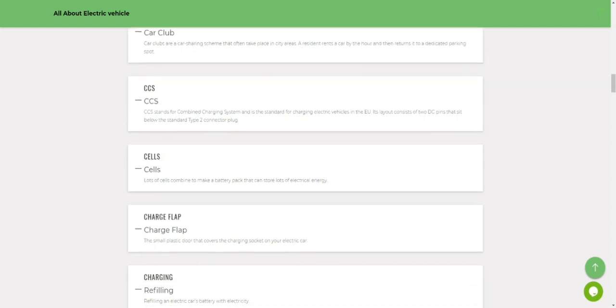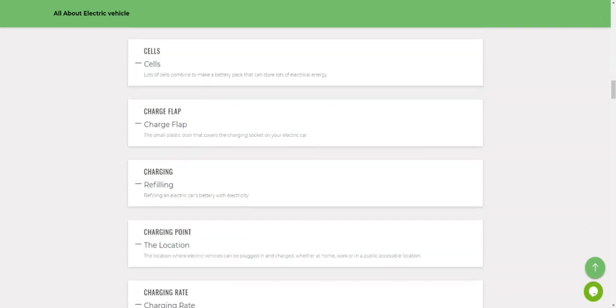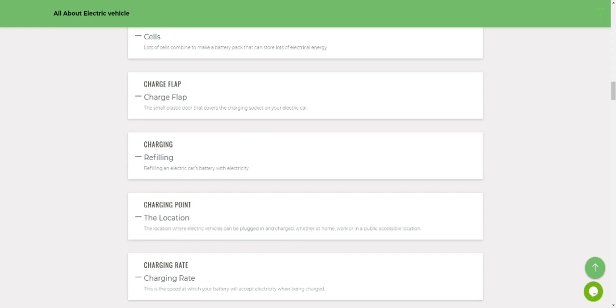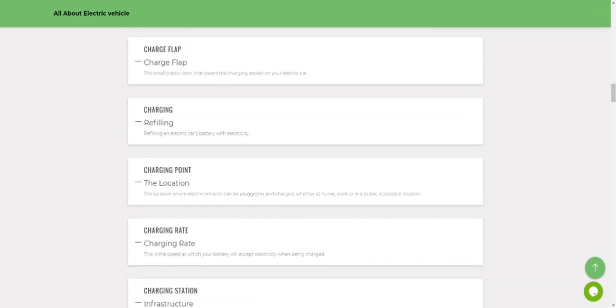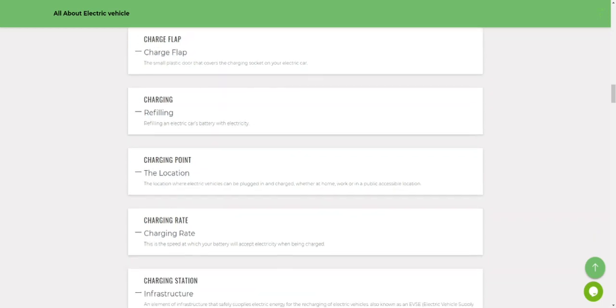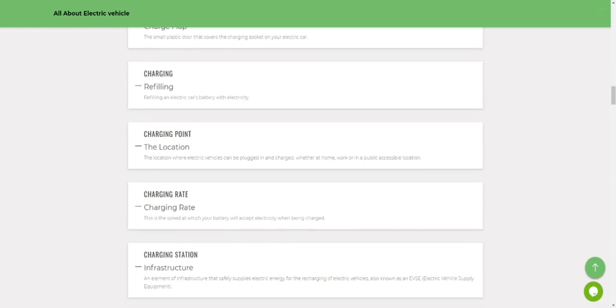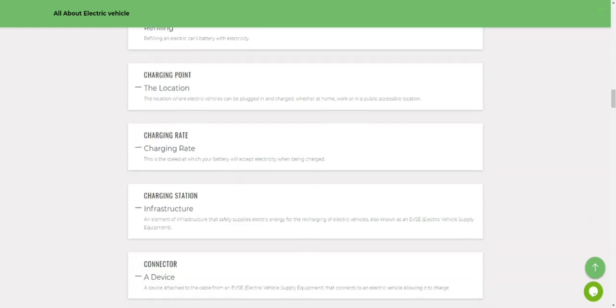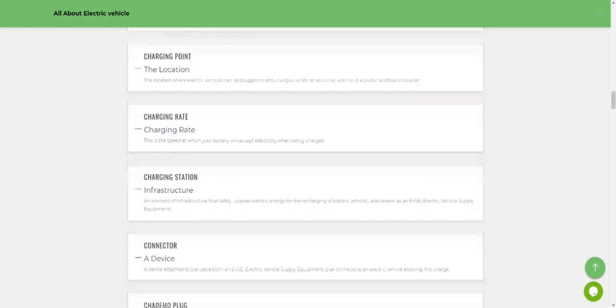Then comes cells. Lots of cells combine to make a battery pack that can store lots of electric energy. Charge flap, the small plastic door that covers the charging socket of your electric car. Then charging, you know how the electric vehicle is charged. Charging point, from where we charge the electric vehicle. Then comes charging rate. It is the speed at which your battery will accept electricity when being charged.